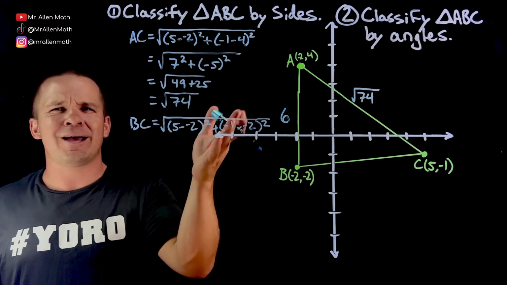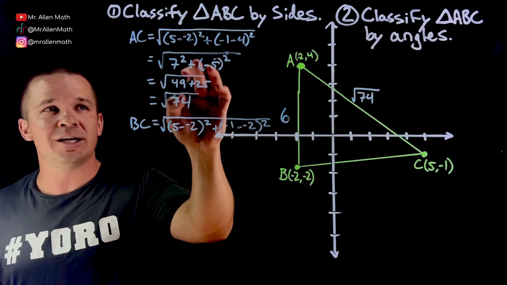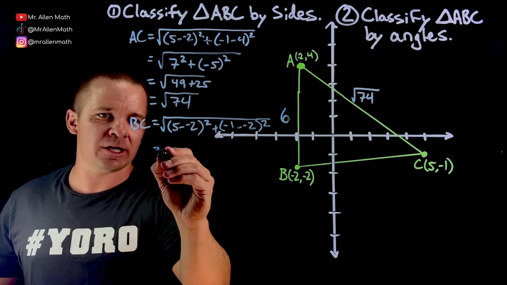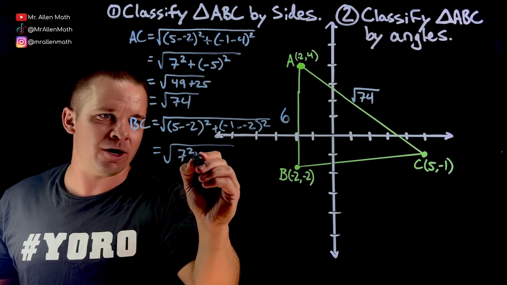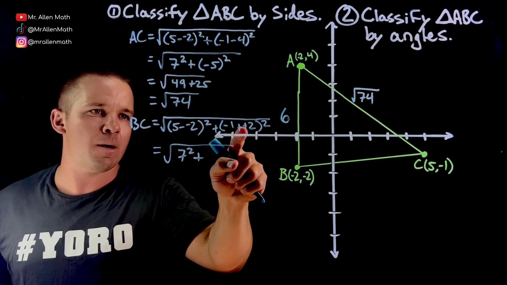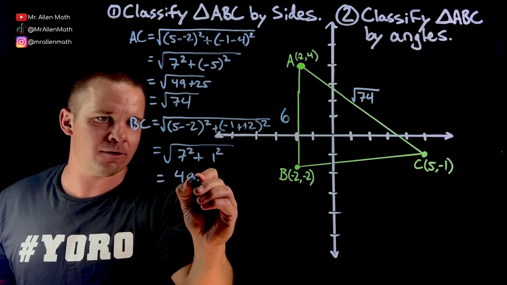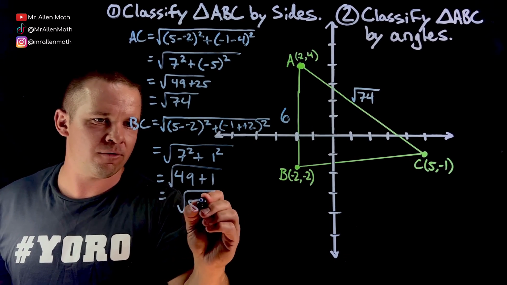You might be wondering, why can't I just get rid of the squareds and the square root? Because there's addition there. The addition doesn't allow us to simplify like that. So I know this one's going to be 7 squared, just like last time. And then that becomes positive, so -1 plus 2, that's +1 squared. So now I have 49 plus 1 in the square root. That's going to be the square root of 50.